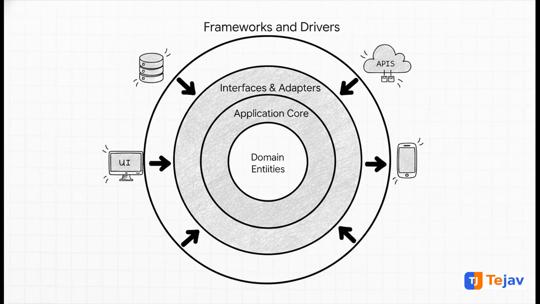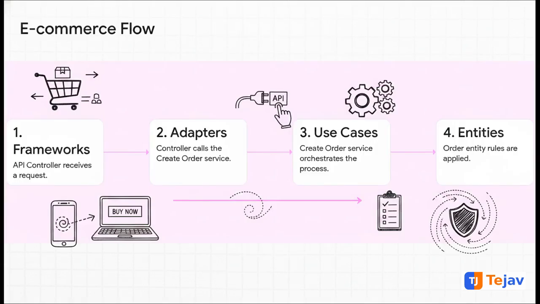And finally, on the very outside, we have frameworks and drivers. This is where all the details live: your database, your web framework, your UI. These are the tools we use, but they are not the system itself. They're volatile, they change all the time, and that dependency rule is what protects our stable core from all their chaos. Let's make this way more concrete with a quick e-commerce example.